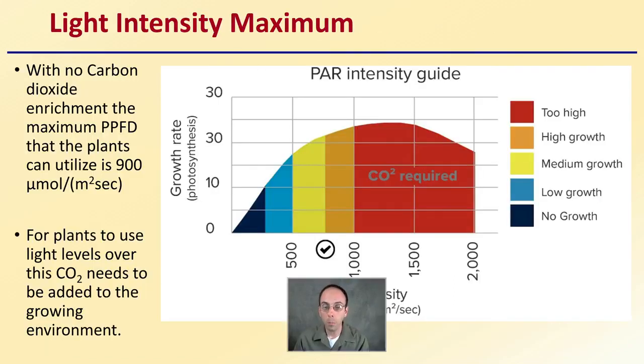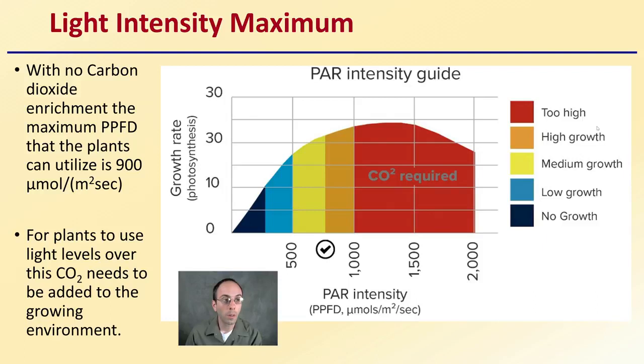Light intensity maximum. With no carbon dioxide enrichment, the maximum PPFD for the plants utilized is about 900 micromoles per meter squared per second. For plants to use higher light levels over this, carbon dioxide needs to be added to the growing environment. So this is where we can add more light, and that's great, but we want to maximize that. We want to be supplementing also with carbon dioxide.